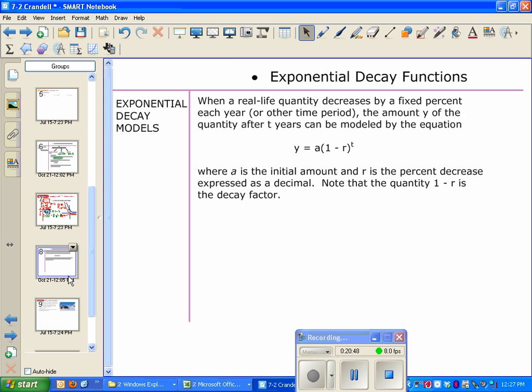All right, now we have our favorite. This is exponential decay. So write this down, pause it, write it down. And then A is your initial amount.